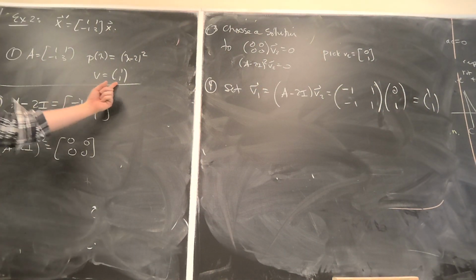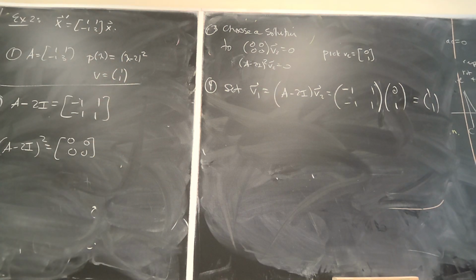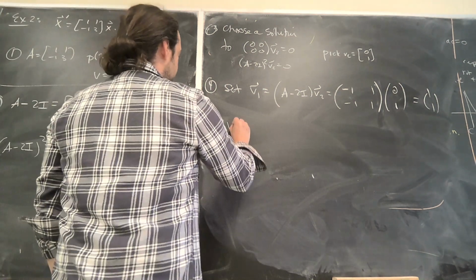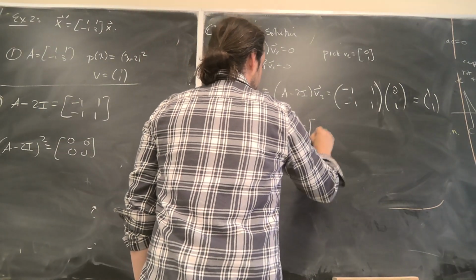Oh, look, that's an eigenvector. It's exactly, you managed to hit it on the dot this time. There you go. Okay, so now we know v2 is equal to 0, 1, and v1 is equal to 1, 1.